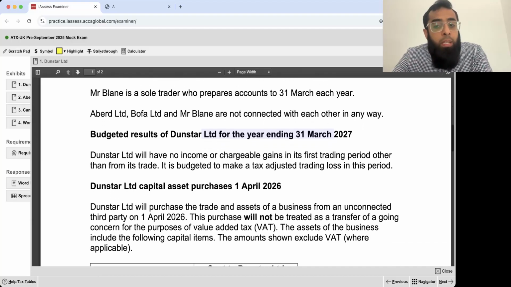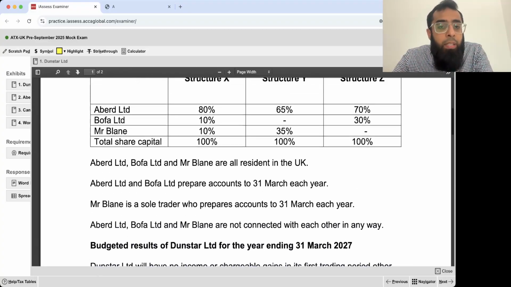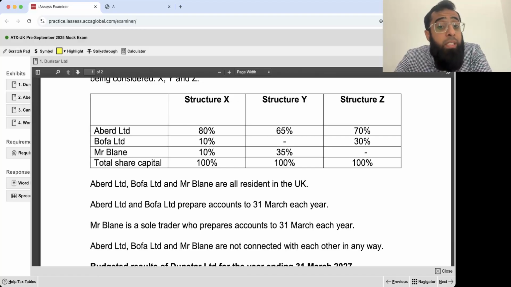Budgeted results of Dunster Limited for the year ending 31st March 2027. Dunster Limited will have no income or chargeable gain in its first period other than from its trade. It is budgeted to make a tax adjusted trading loss in the period. Okay, since Dunster Limited will make a loss, these group situations will be relevant. In structure X, we'll have a 75% group. In structure Z, we will form a consortium. In structure Y, there is nothing, because with 65% ownership you cannot form a group, and with an individual you cannot form a consortium.